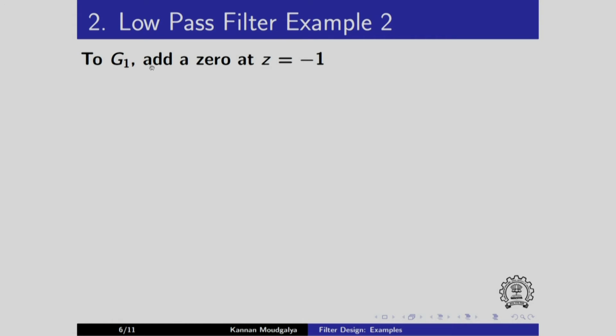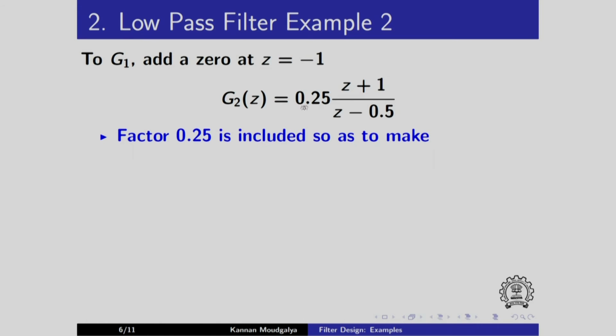To the g1 that we considered earlier, let us add a 0 at z equals minus 1. We already had a pole at z equals 0.5. Now we will add a 0 at z equals minus 1. The factor 0.25 is included so as to make the steady state gain of g2 1. You can verify this easily by substituting z equals 1.